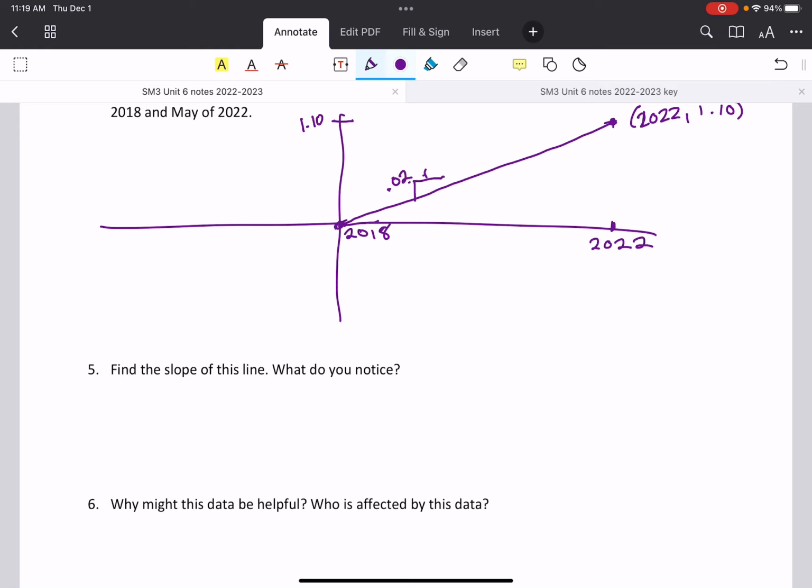So I kind of already told you what the slope of this line is. 0.02 over 1. Because your slope is your rise over run, right? You're right, but wrong. Dividing by 1 just gives you itself.